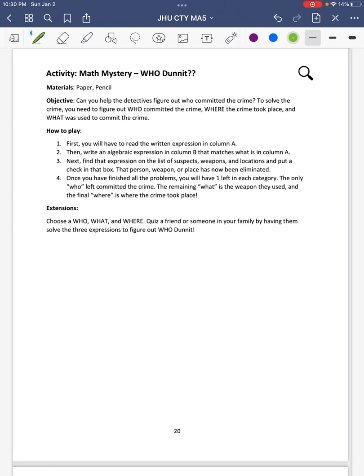So you actually have to solve all of these, or you have to go through your list and narrow things down. Once you have finished all the problems, you'll have one left in each category. The only who left committed the crime, the remaining what is the weapon they used, and the final where is where the crime took place. Choose a who, what, and where. Quiz a friend or someone in your family by having them solve 3 expressions to figure out who done it.